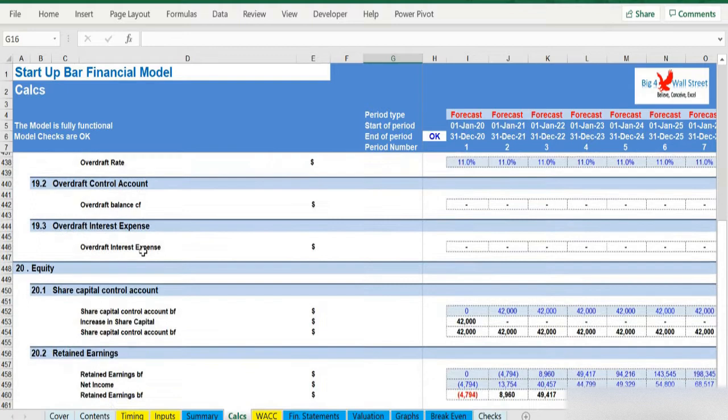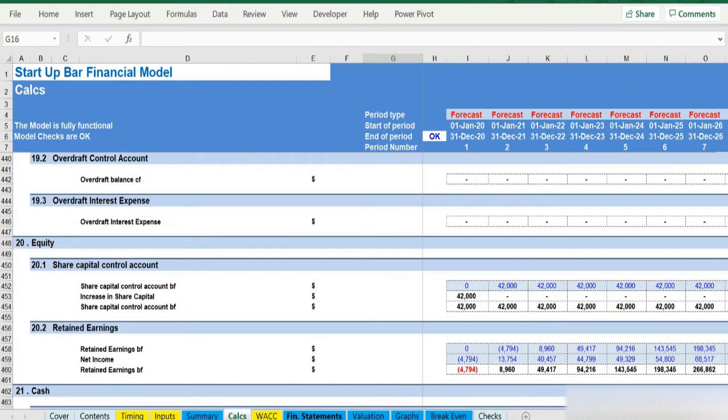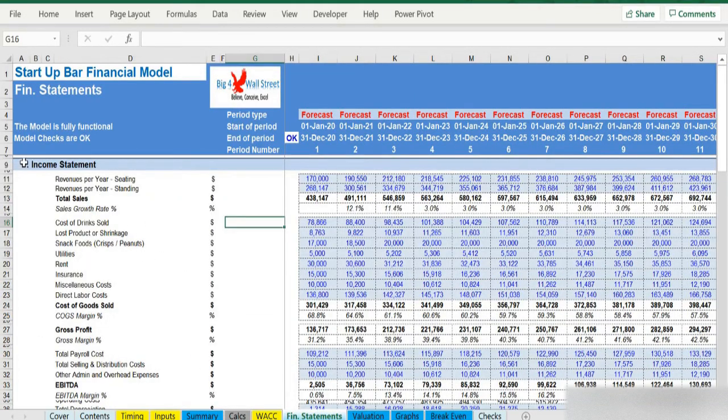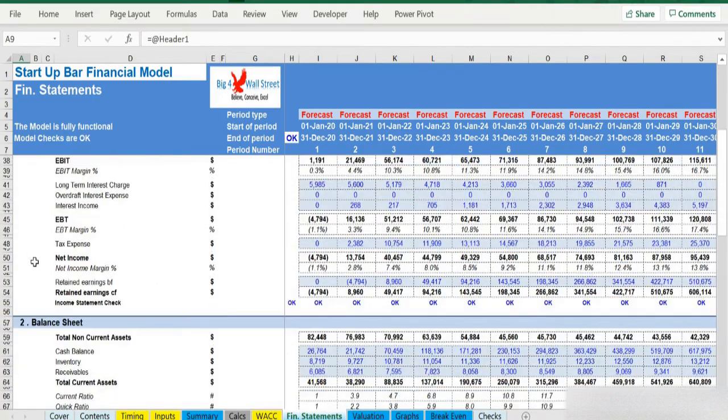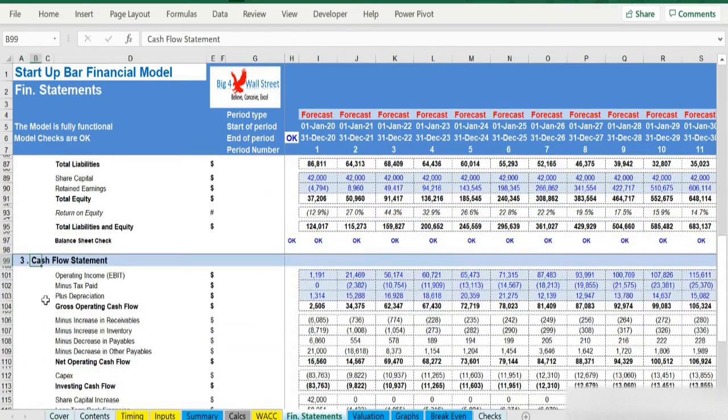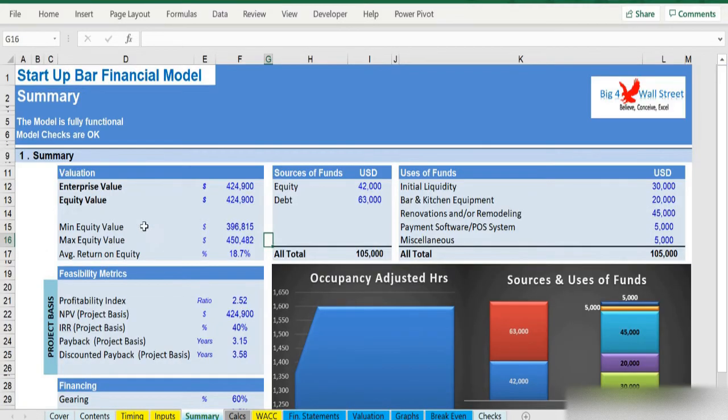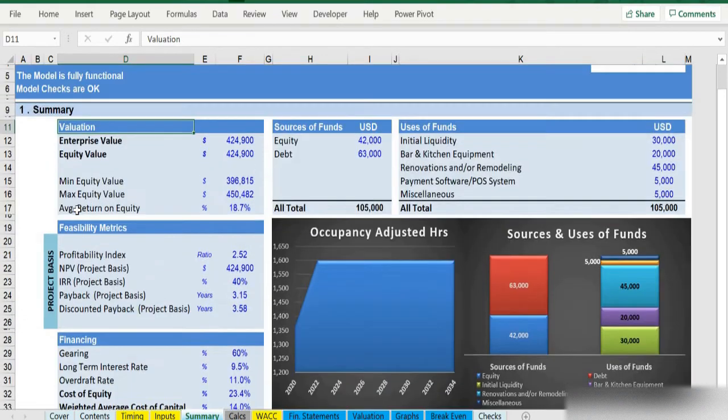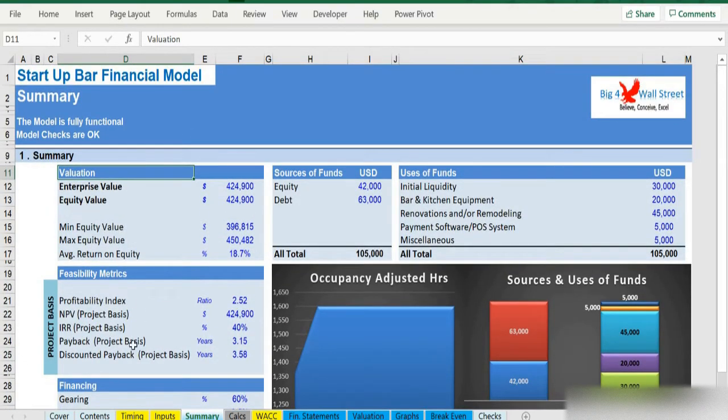In the Financial Statements tab, everything is aggregated into the relevant statements: profit and loss, balance sheet, and cash flow on a yearly basis. In the Summary tab you are able to see a high-level report with the main financial ratios. It can be readily printed on one page for your convenience.